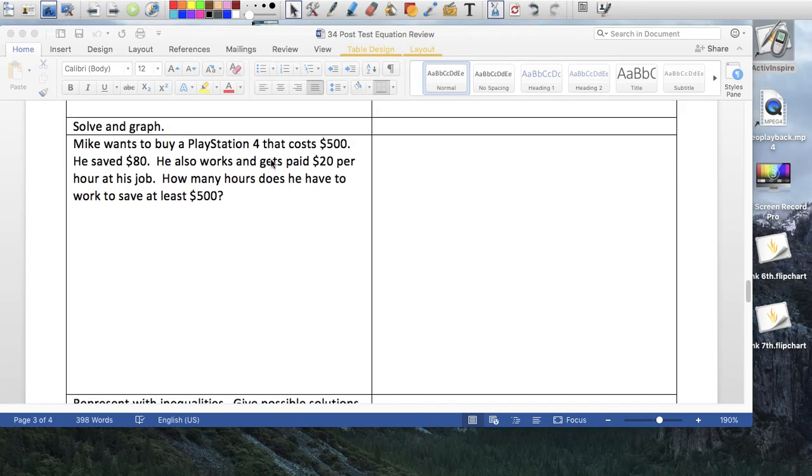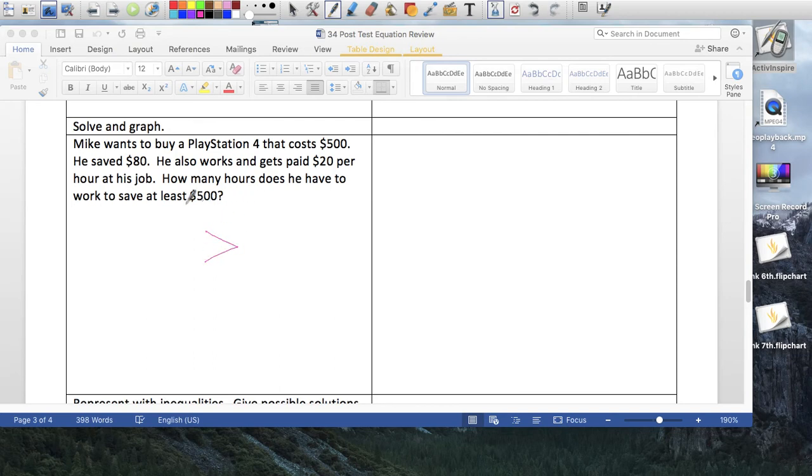Solving graph. Mike wants to buy a PlayStation 4 that costs $500. He saved $80. Guardo, ya tienes $80, va a costar 500. He works and gets paid $20 an hour. Trabaja y gana $20 por hora. ¿Cuántas horas tienes que trabajar para coger el mínimo de 500 para comprar, no?